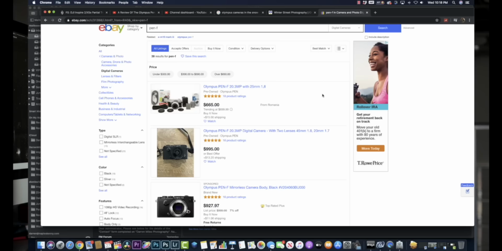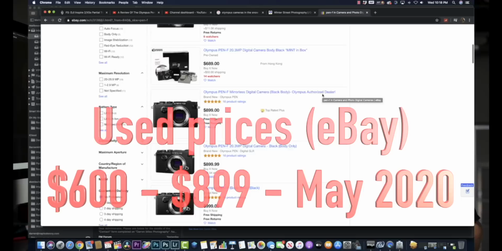Do you need more proof? Do me a small favor. Try to find a Pen F used, specifically a silver one. Used prices are quite high. They're actually really close to the EM1 Mark II, and the EM1 Mark II is clearly a superior camera in virtually every single way. Used Pen Fs are out there between $600 and $800 for one in good condition.